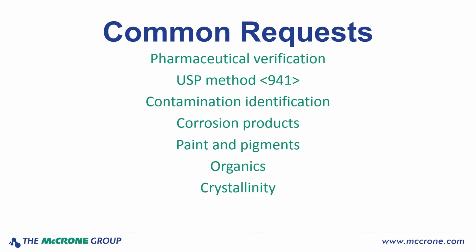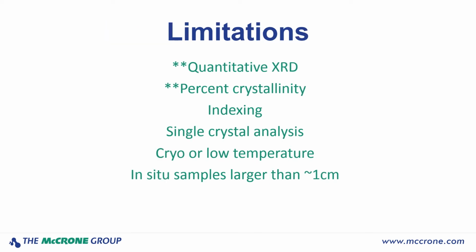We look at contamination identification, corrosion products, paints and pigments, a wide variety of organics, and can determine crystallinity. Some limitations we have are quantitative XRD and percent crystallinity. We can do this on a limited basis, and this is on a client-by-client case. Quantitative methods with X-ray diffraction are usually good around 5 to 10% uncertainty.